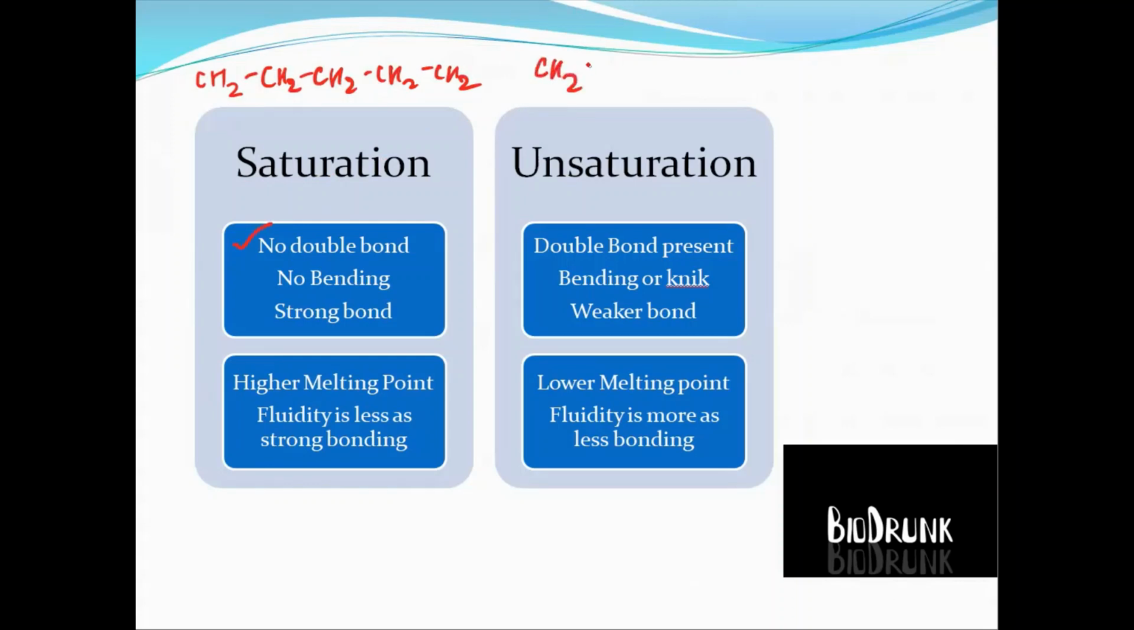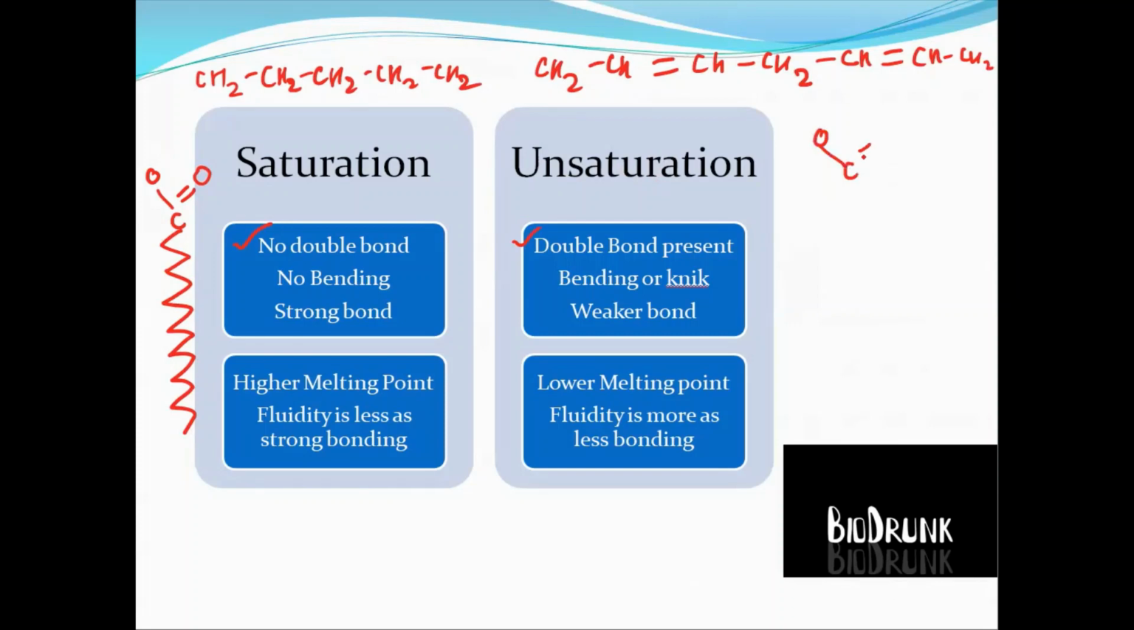If I go for unsaturated, you will find double bonds in it. So how do these double bonds affect the structure? See, this saturated one does not have any bending. You can see it here, this is your structure. This is how the tails are, so you cannot find any bending here. In the same case, if I draw it like this, imagine this is a double bond. So a kink is formed.